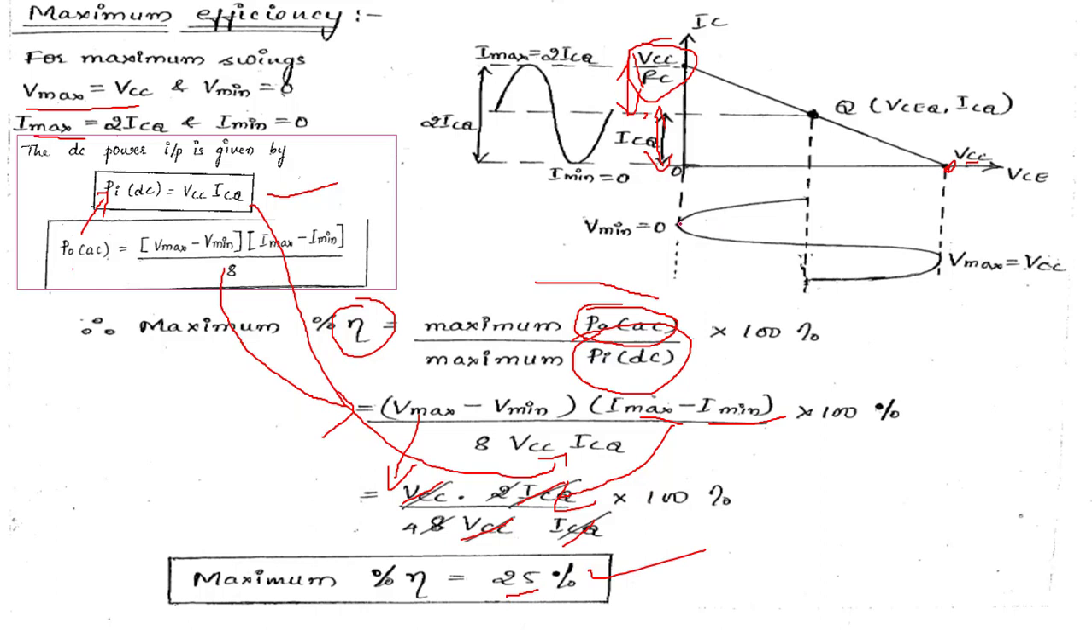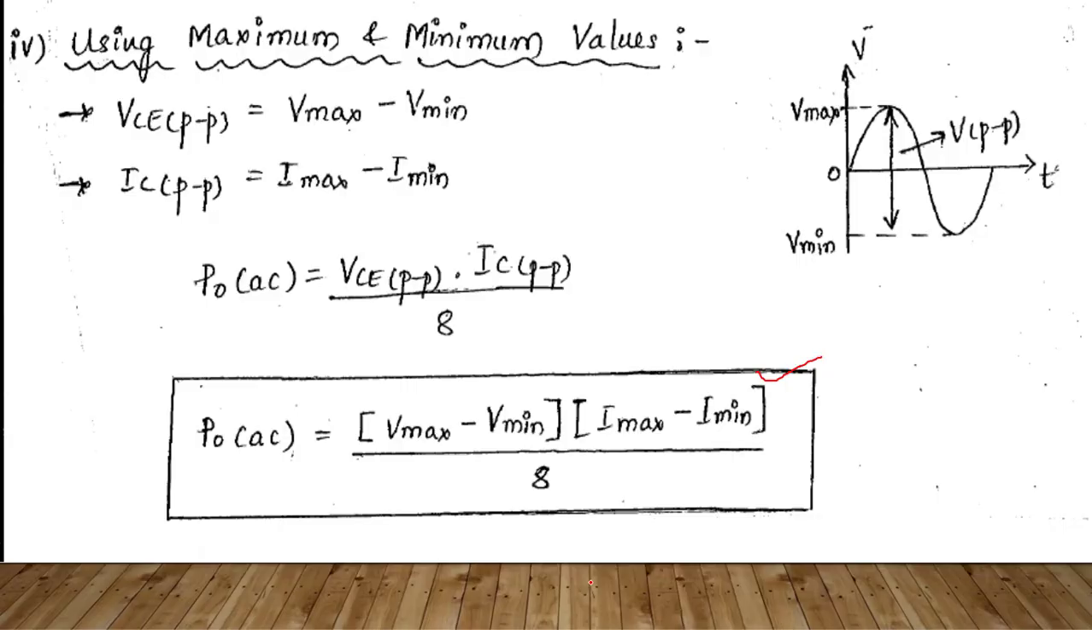If they ask only efficiency, you have to do P naught AC by PIDC. Just apply the formula and leave it. If they ask maximum efficiency, then apply the maximum values here and do the calculation. You will get one value, that is the percentage of the efficiency. That is what we got, 25%. Previously, in that slide I told the same. Any doubt on this?